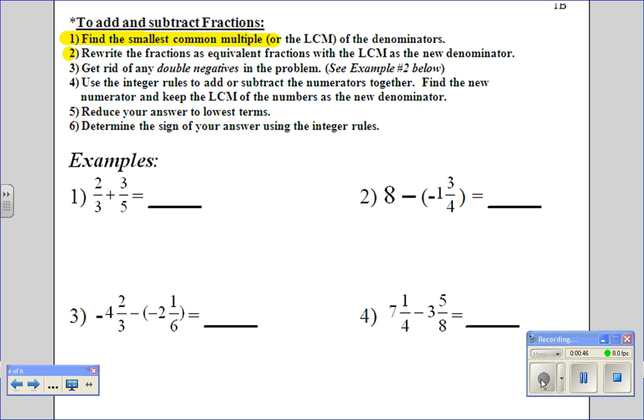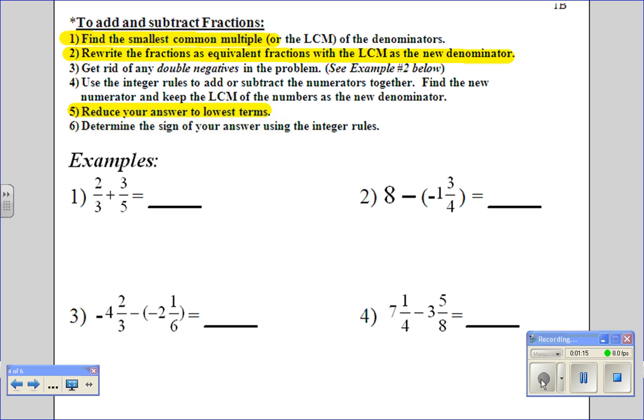Then we also are going to follow step number 2, which is to rewrite them with equivalent fractions. Now, step number 3 we will not use because that deals with integers. Number 4 we will not use as well, but we will do step number 5, which is reduce your answer, whether it's an improper fraction that needs to be converted to mixed or just reducing. And we will not do number 7. So let's look at example number 1. No mixed numbers, just fractions.